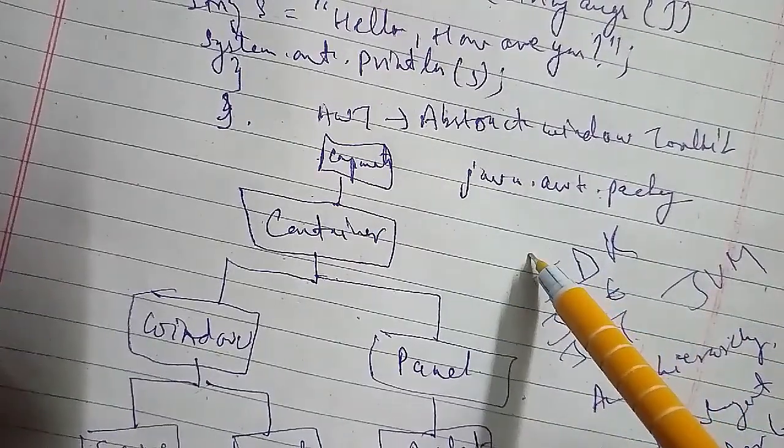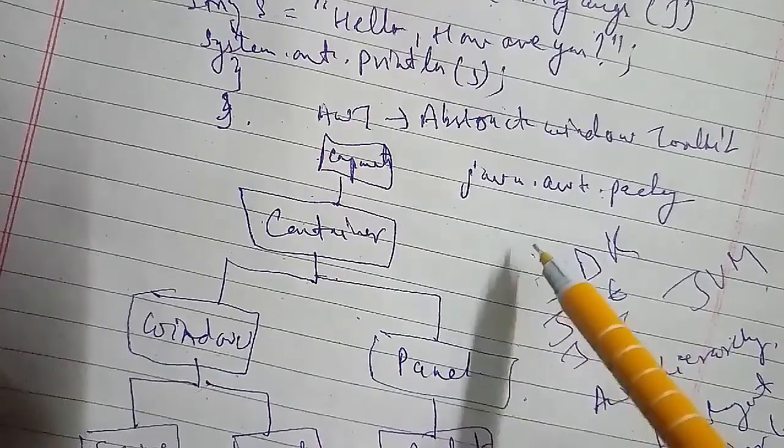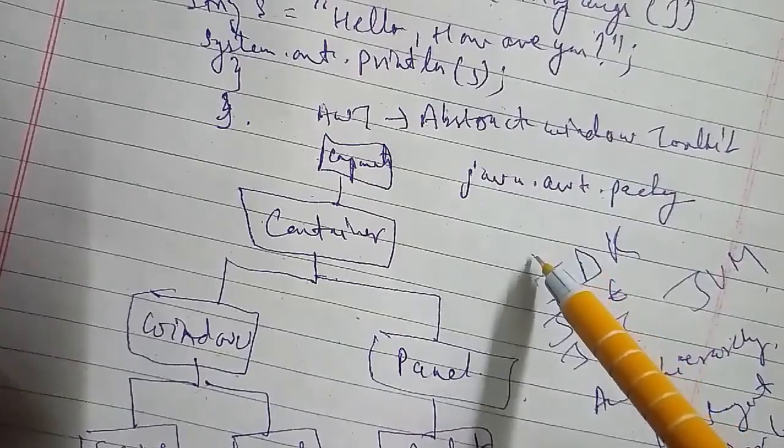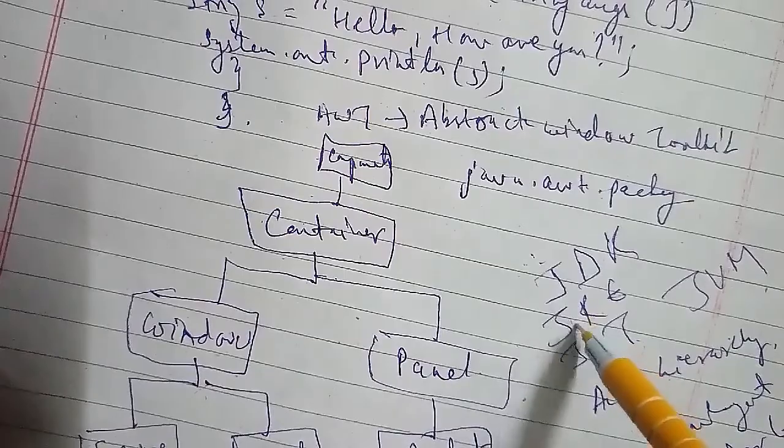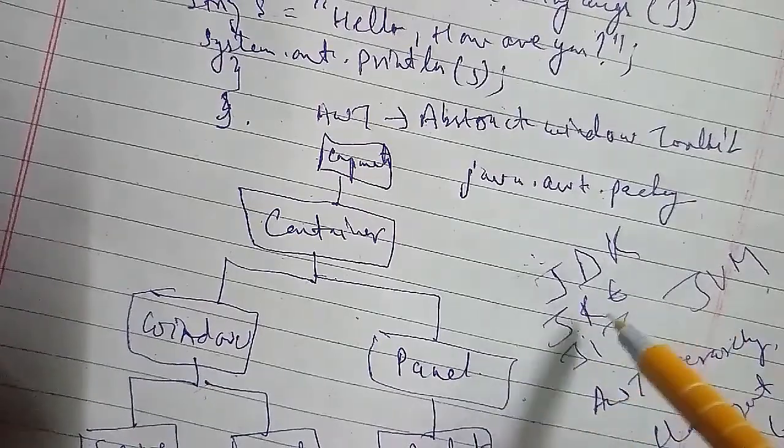JDK is the Java Development Kit, a software development environment used for developing Java applications. JRE is the Java Runtime Environment, a software package that helps to run Java programs, and the JRE is a subset of the JDK.